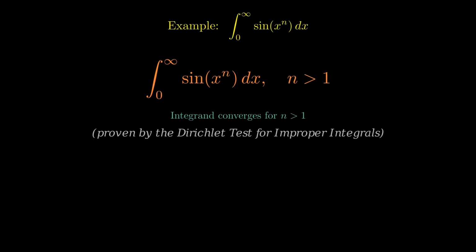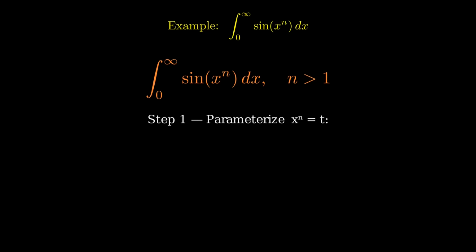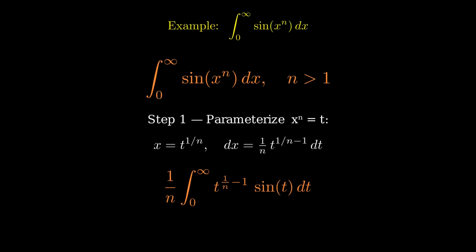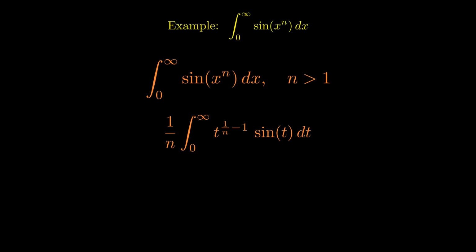Moving on, we rewrite the integral in a more useful form. So for n greater than 1, we parameterize x to the n equals t, meaning x equals t to the 1 over n, and dx equals 1 over n times t to the power of 1 over n minus 1 dt. So we have our integral in the form of 1 over n times the integral from 0 to infinity of t to the 1 over n minus 1 times sine of t dt.